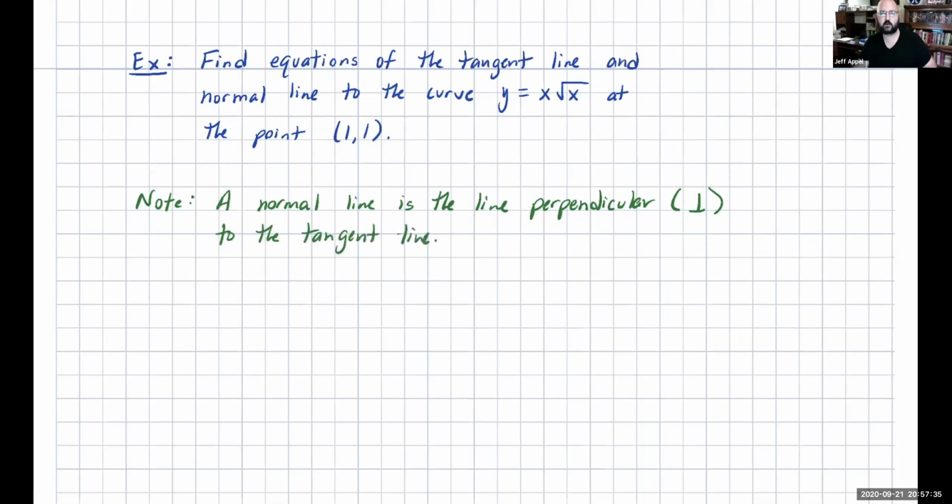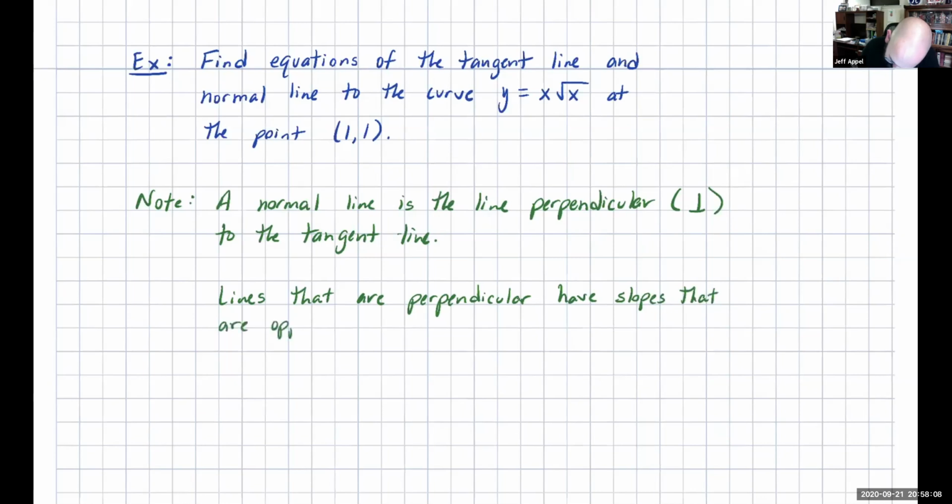And the only thing you really need to know is this is not going to be that much added work. It's more just remembering something. If you have slopes that are perpendicular, remember that they are opposite reciprocals of each other. So lines that are perpendicular have slopes that are opposite reciprocals. Okay. All right, so now that we have that information, let's talk first about the tangent line.